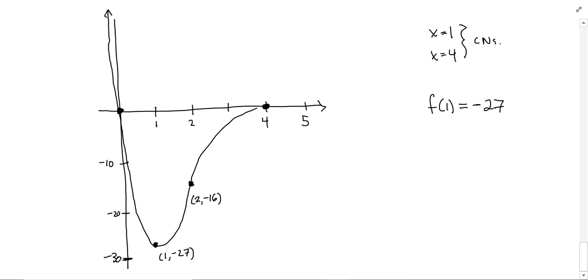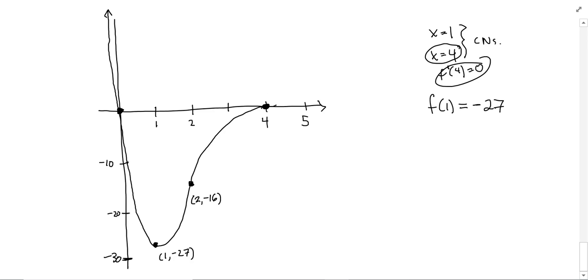x equals 4. Now at 4, I have another critical number, which tells me the derivative at 4 is equal to 0, which tells me that the tangent line there is horizontal. So I have a horizontal tangent line, but notice that the graph continues to increase, right? So the increase interval is from 1 to 4, but then we are also increasing from 4 to infinity. So it levels out and then continues to increase.